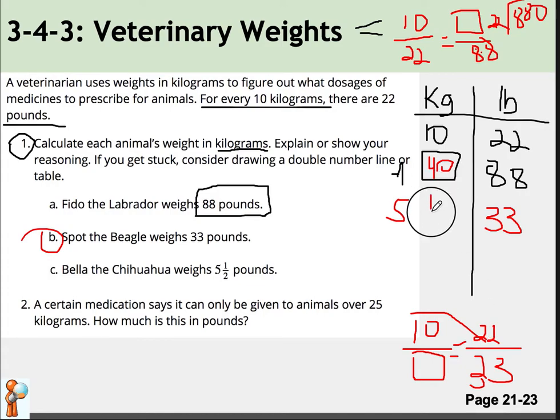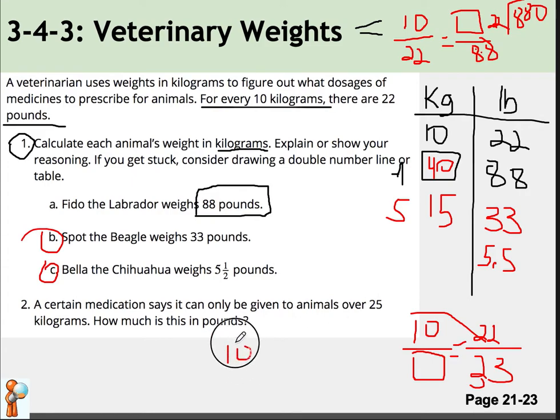And you should get 15. Now we have little tiny Bella the Chihuahua. She only weighs 5.5 pounds. You can write it as 5.5 or 5.5 because 5.5 is the same as 5.5. Either one is fine. And you go, okay, how do I cross multiply with a decimal? You might be panicking.